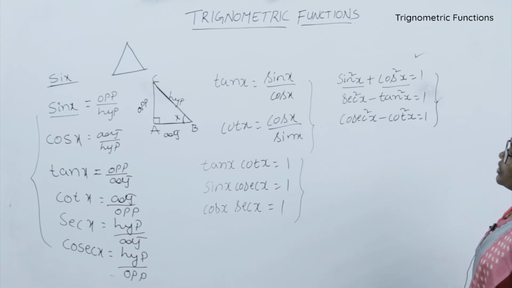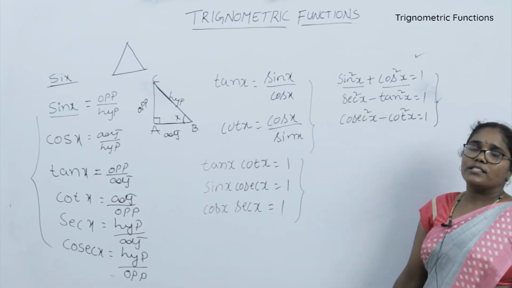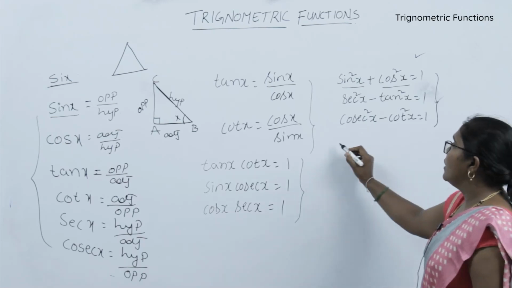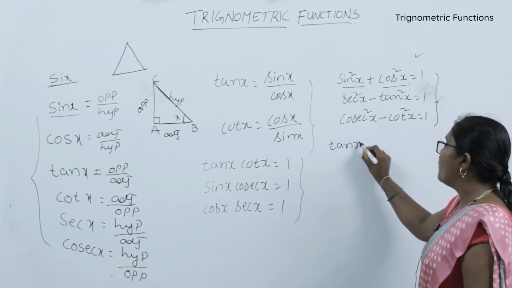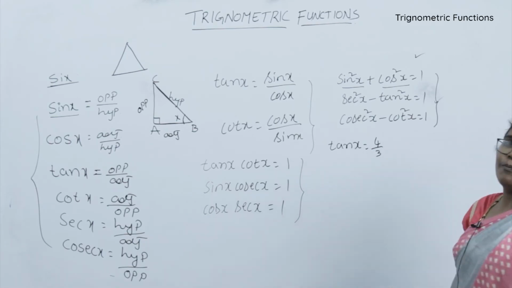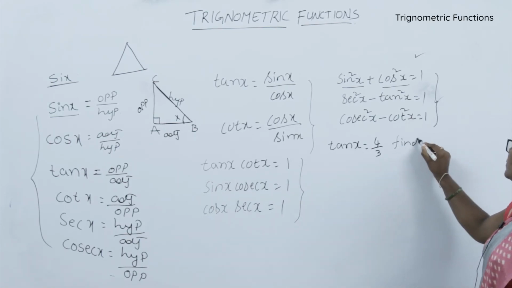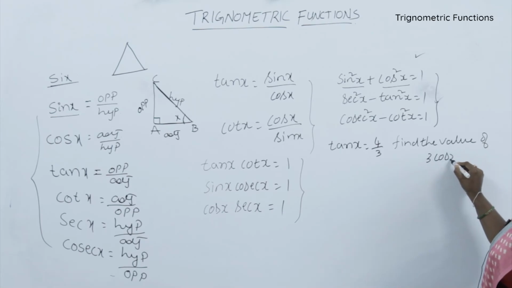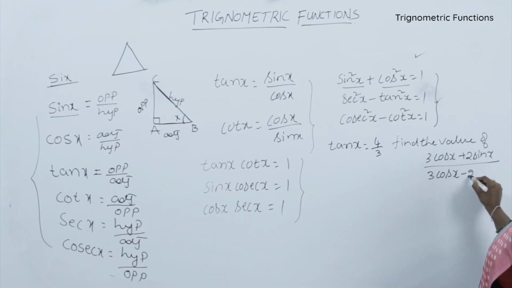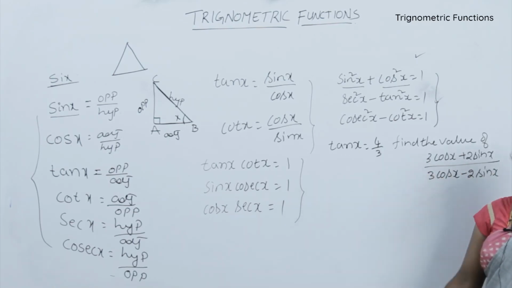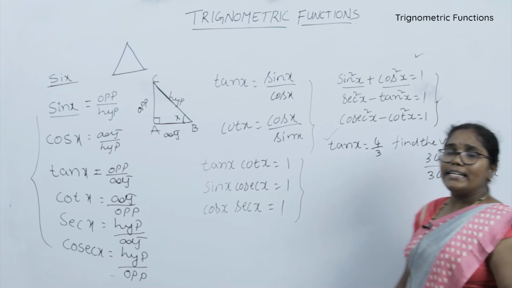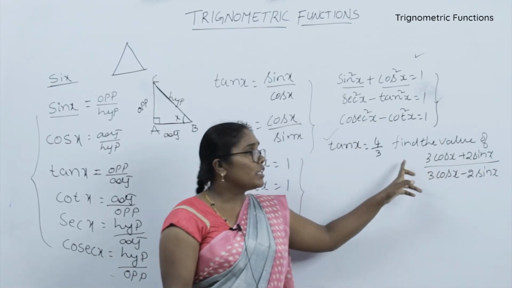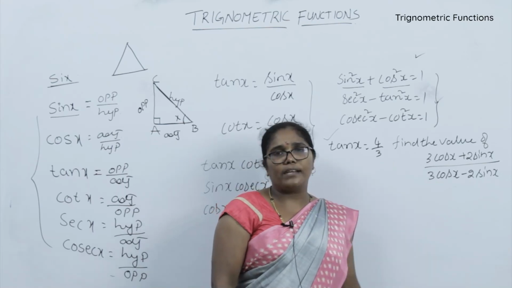So how will questions arise in these basic formulas? Just I will give one example on that. So if they had given that tan x is equal to 4 by 3, then find the value of (3 cos x plus 2 sin x) by (3 cos x minus 2 sin x). So they will give some options A, B, C, D.